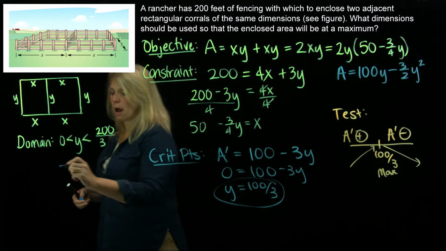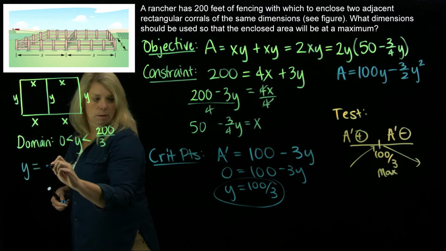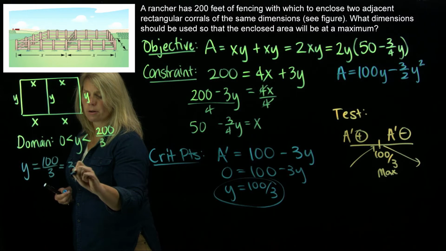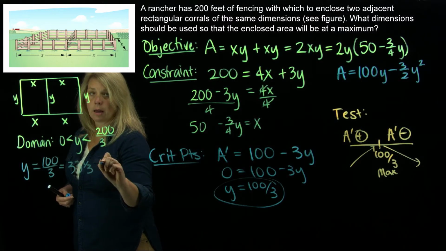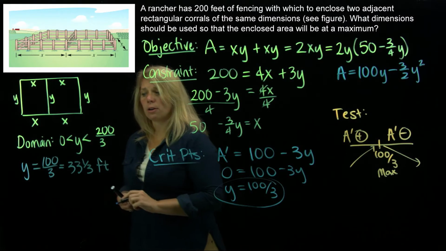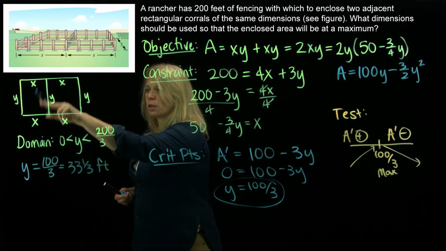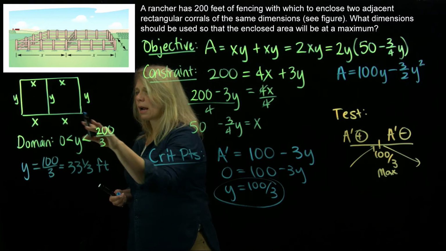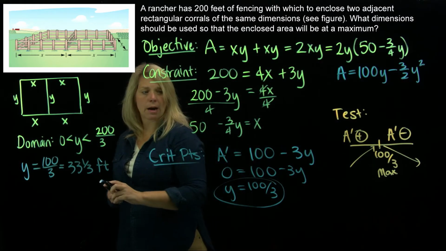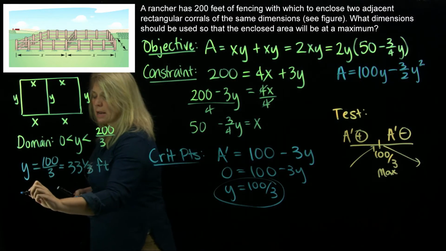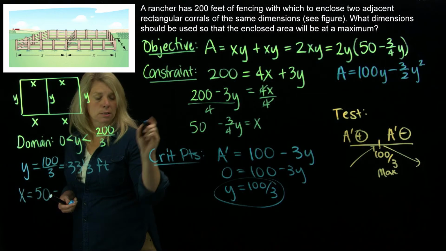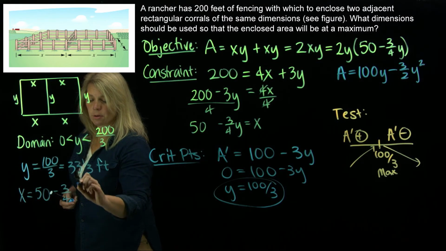All right, so I have my y value here, 100/3, or if you want to rewrite that as a mixed number, 33 1/3. And our units here are in feet, so that's the y value. I also need to find the other dimension, x, or I could also describe that in terms of the 2x. So I'm going to go back in the problem to where I have an expression that relates my x and y. So x is going to be 50 minus 3/4 times the y value.